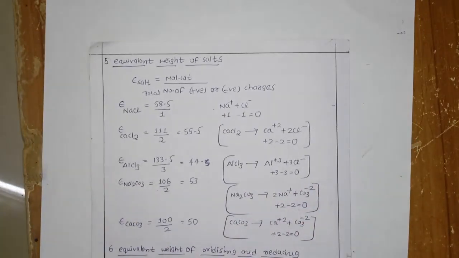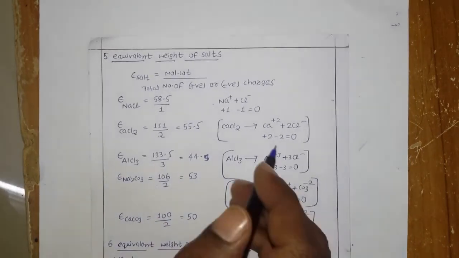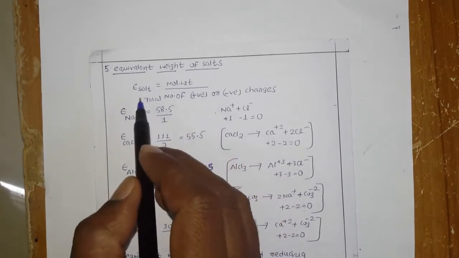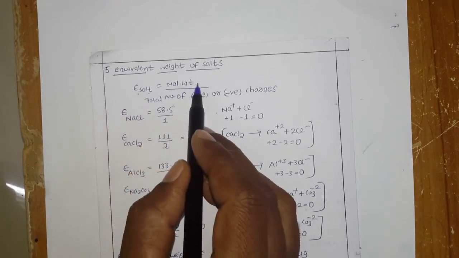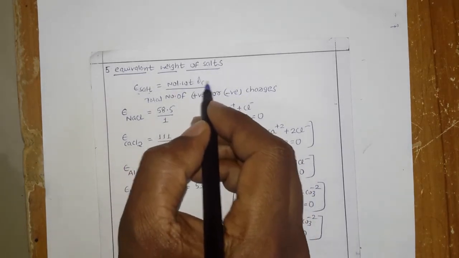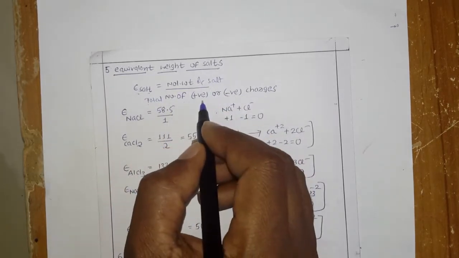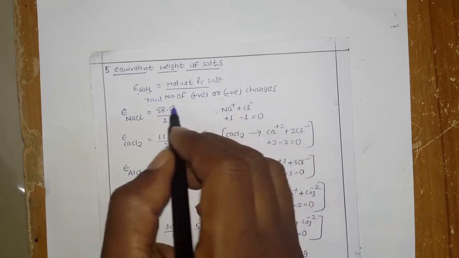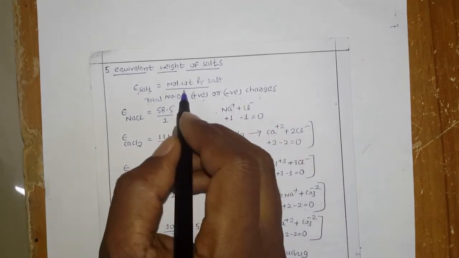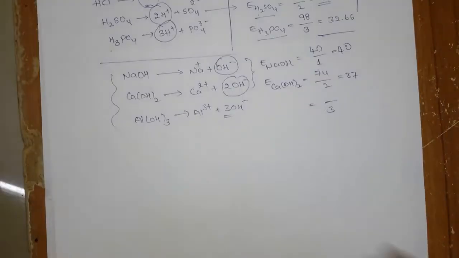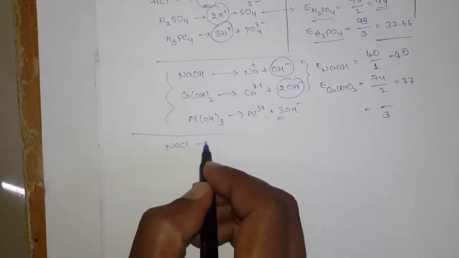And the next is the equivalent weight of salts. So what is the equivalent weight of a salt? It is very simple. The equivalent weight of a salt is equal to the molecular weight of that salt divided by the total number of either positive charges or negative charges. Okay, you know that generally in a salt, take the example of sodium chloride.